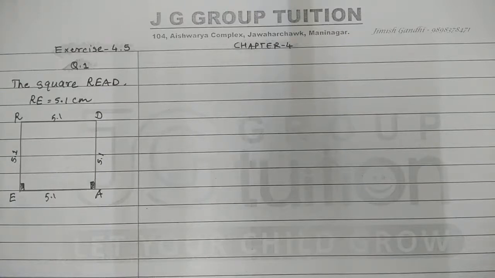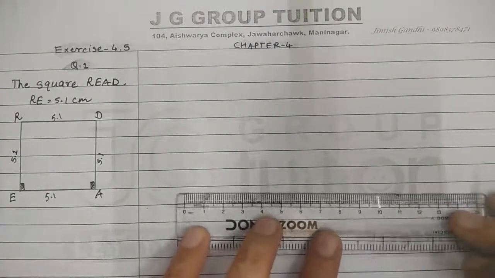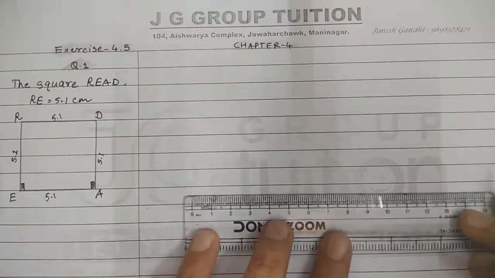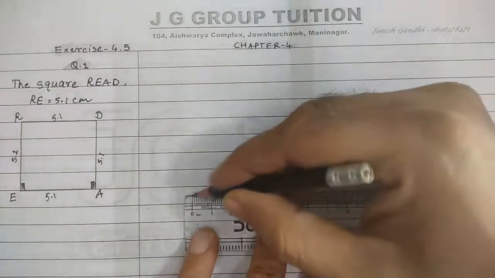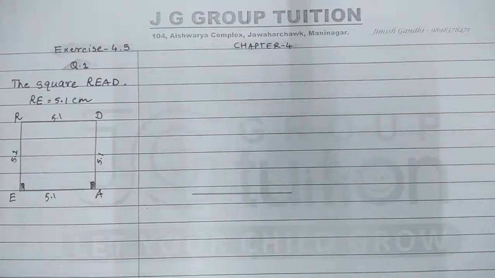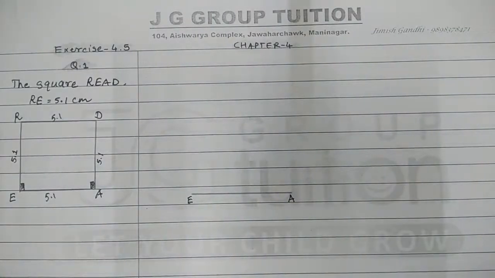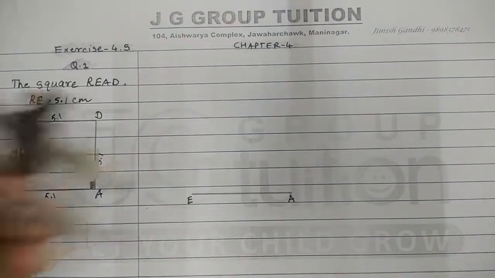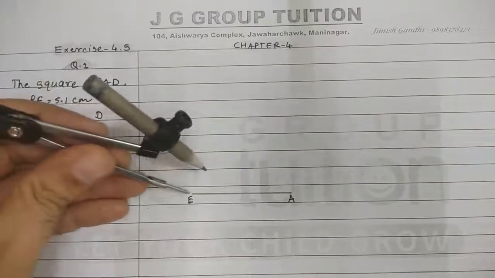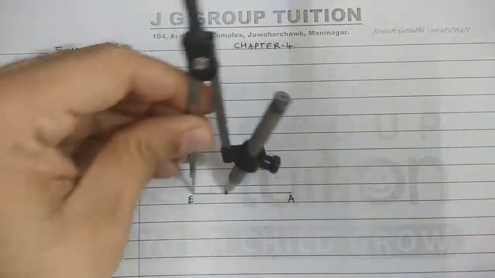As the length of the side is given as 5.1, we should first construct a 5.1 centimeter base, and that is EA. This is 5.1, that is E and A. As we discussed earlier, we can construct the right angle, that is 90 degrees, with the help of the rounder. This is any arbitrary radius. From point E, let us draw the arc.